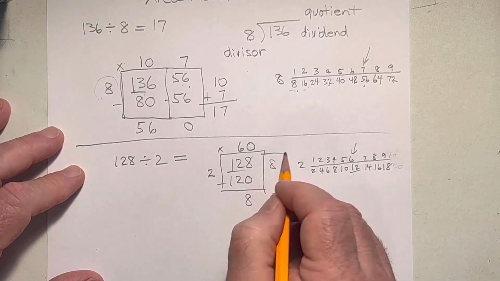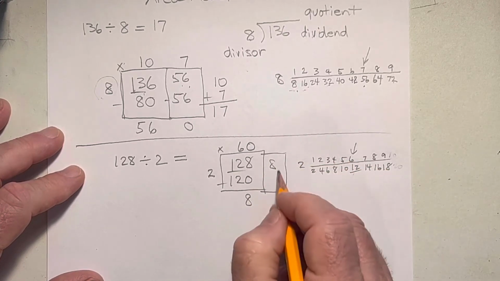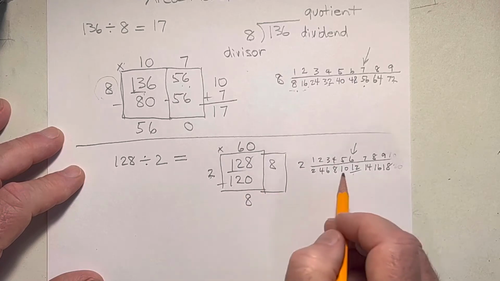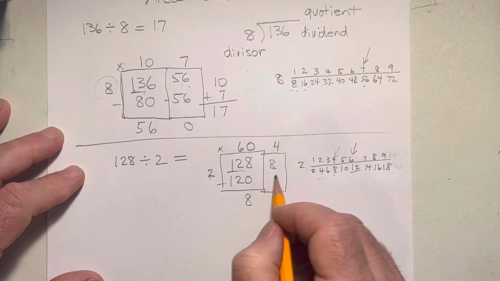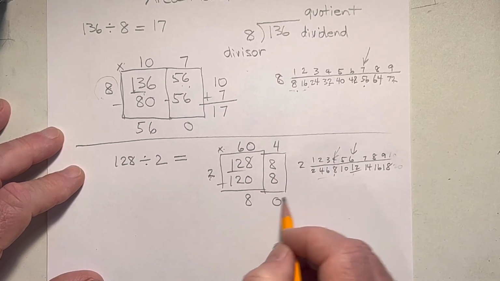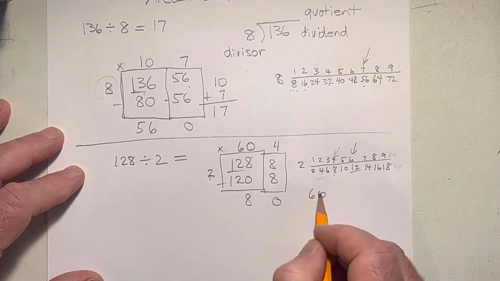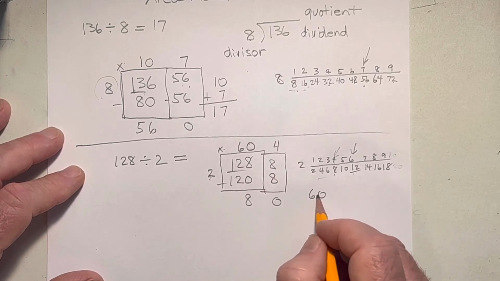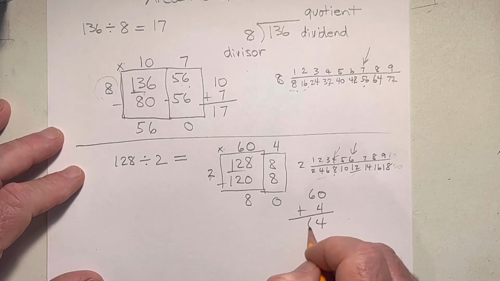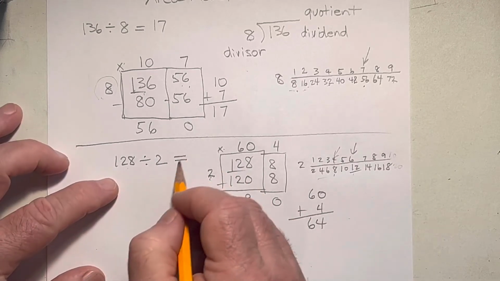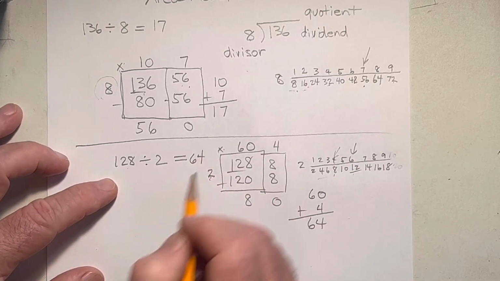8 is in our next box. Here I find 8. That's 4. 4 times 2 is 8. I subtract and get 0. Now I add my factors together, the numbers together. 60 plus 4 is 64. So 128 divided by 2 is 64.